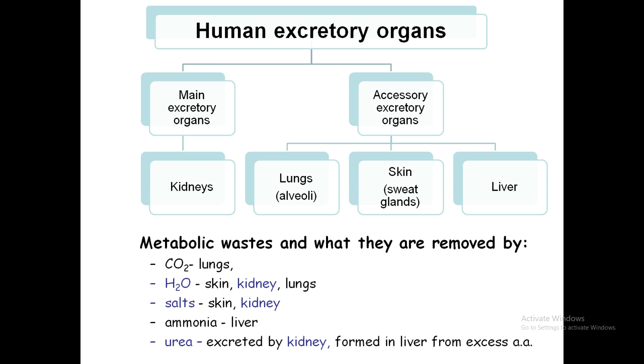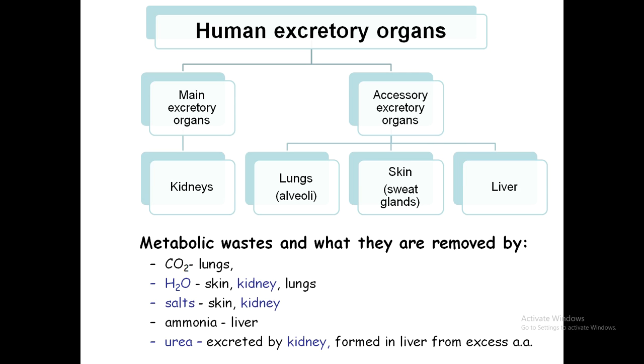Human excretory organs consist of 2 parts: the main excretory organs and the accessory excretory organs. The main excretory organ in humans is the kidney. It performs the major role in the process of excretion, while the accessory organs help out, excreting some minimal part of the waste materials. The major part of the waste materials produced by the body is removed by the kidneys. The accessory organs are the lungs, skin and liver.